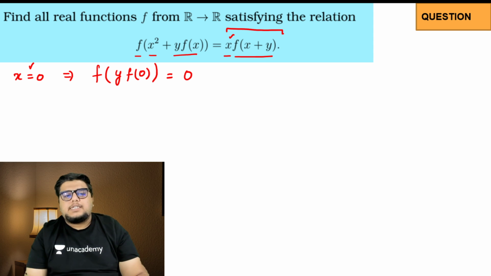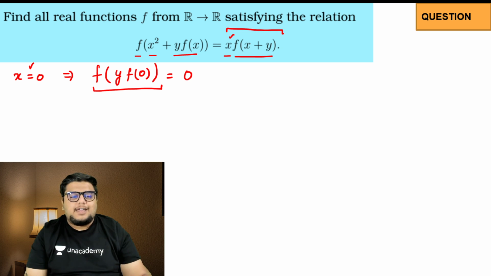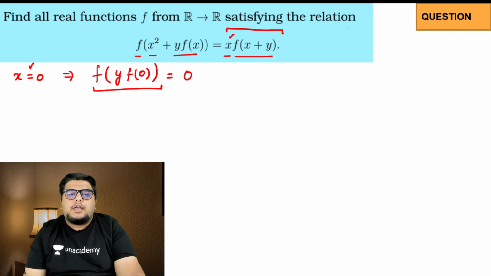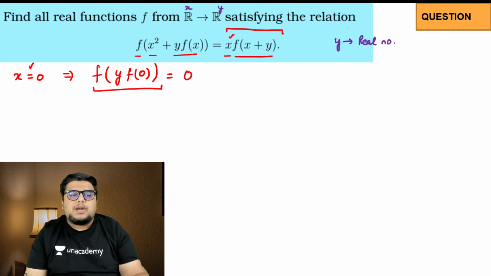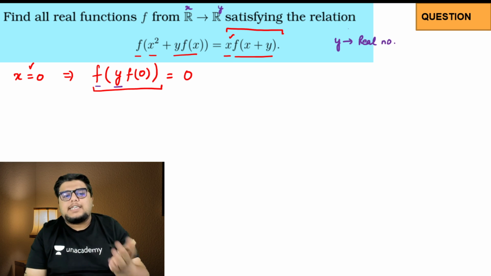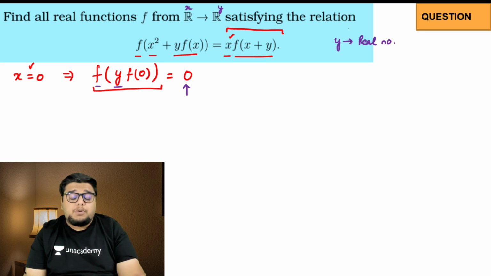Now, something quite interesting is happening here. If you look at your left hand side, you have f of y times f of 0. Remember, the values of x are from here, the values of y are from here. So y can be any number from the real number line, right? Y can be any number from the real number line. So for any value of y, if I'm putting different values of y, let's say y is 1, y is 2, y is 0.5, the answer is always coming out to be 0.